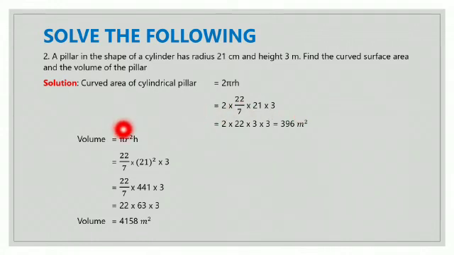Volume equals pi r square h. So pi is 22 upon 7, r is 21, so r square is 21 the whole square, into h is 3. So 22 upon 7 into 21 square is 441 into 3. So 7 sixty-threes are 441. So 22 into 63 into 3. So volume equals 4158 meters cube.